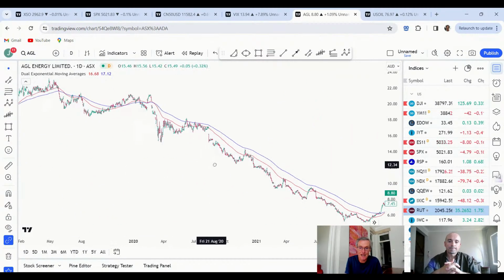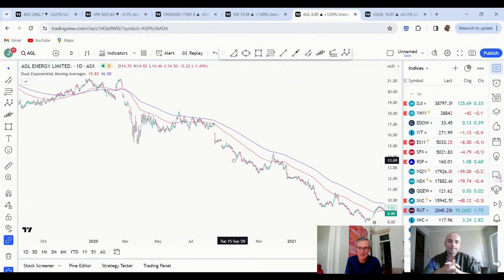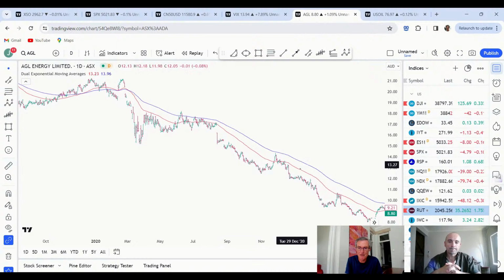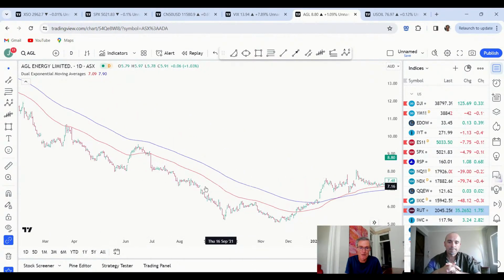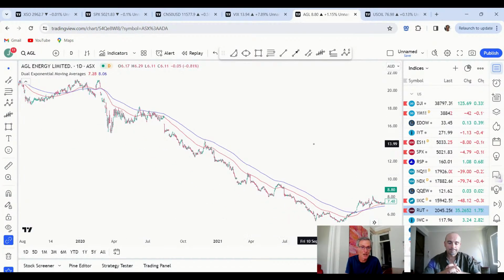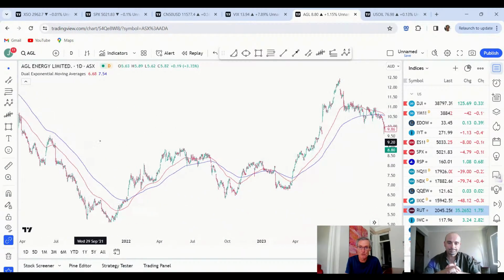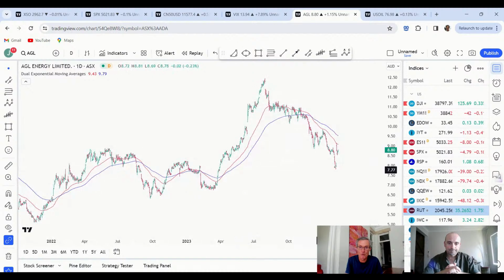Just take this period in here, for instance. Got a nice rally into the moving averages, but then look how much further there was to fall. So who knows what's going to happen here? Got a bit of an upward bounce, but it needs to do a lot more to get my attention as a possibility.